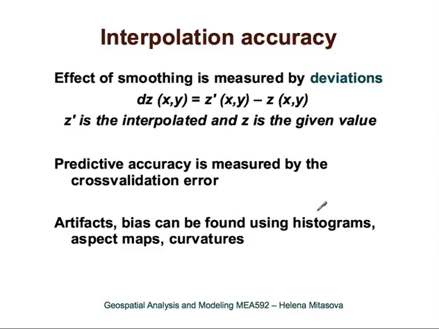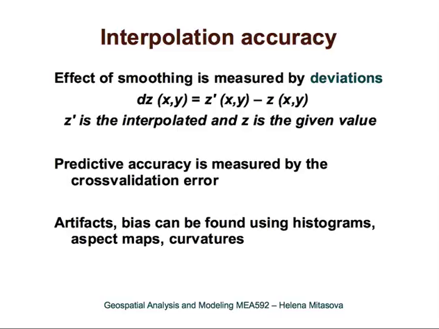Now finally, we will finish with interpolation accuracy. We already talked about smoothing, and the effect of smoothing is measured by deviations from the interpolated surface. That's essentially the difference between the interpolated and given value, and then you can measure it as a root mean square deviation if you want just one number, or you can compute it for each point and create a map of these deviations.